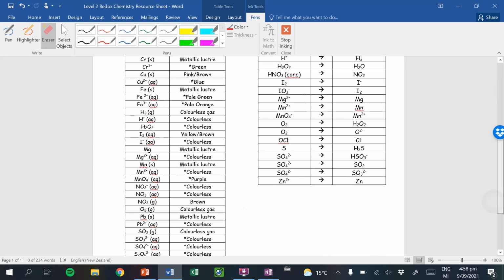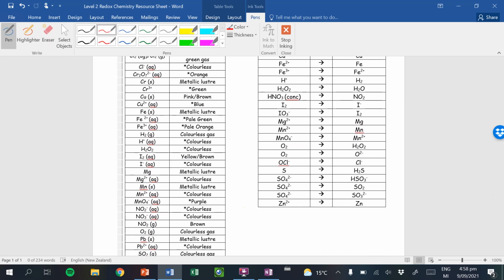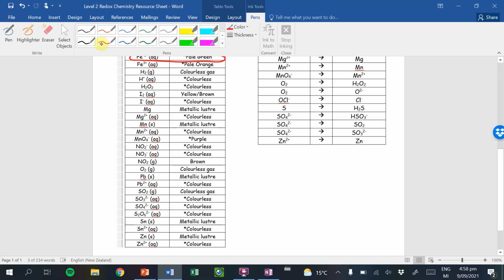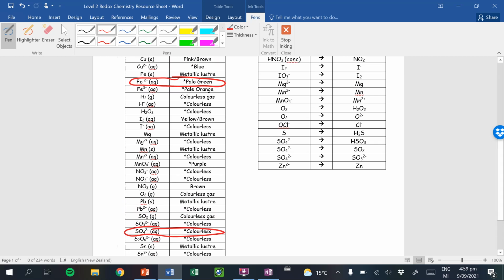So the first one I'm looking for is iron 2, which I do have on this list. It is right here, and it's a pale green. Now, even though the colors that I have used haven't stated pale green, you probably wouldn't notice it, and that's why it wasn't included. Cool, so that's my first thing. The next thing I'm looking for on this list is the sulfate. So I do see sulfate there, with the SO4, and that is colorless as well.